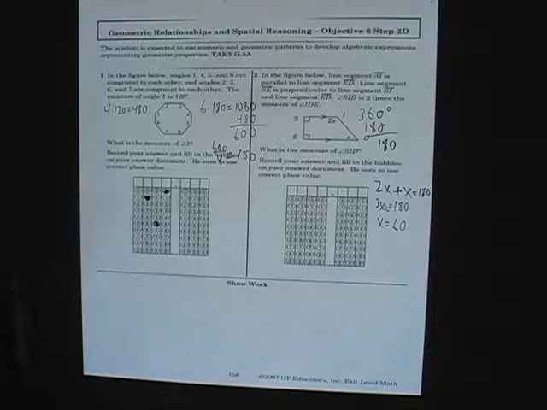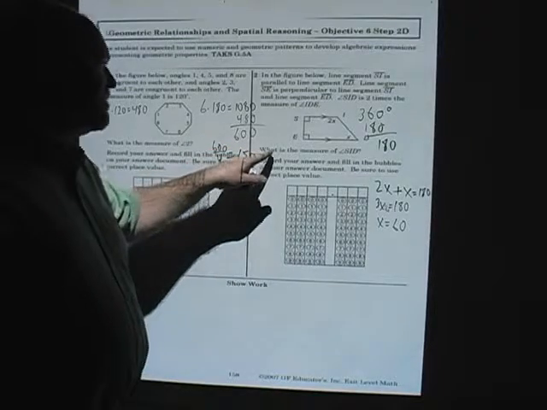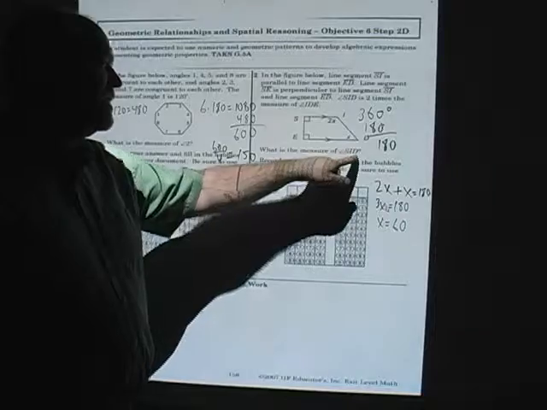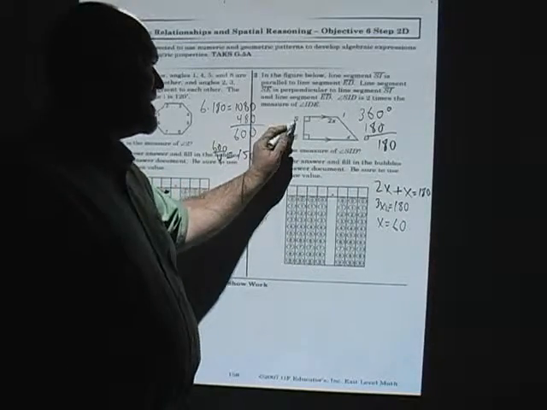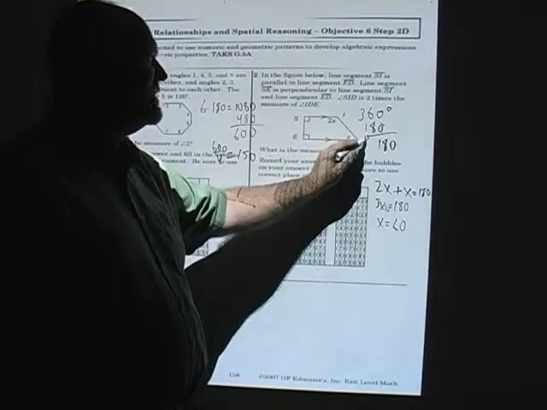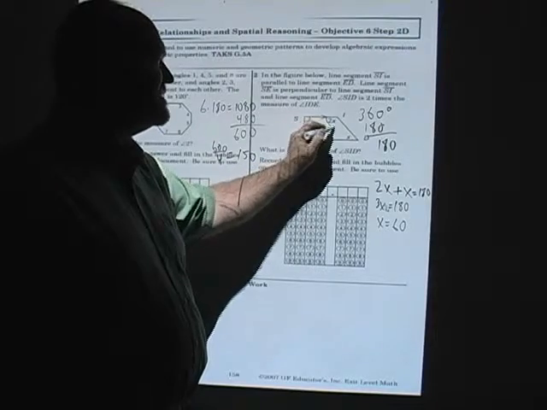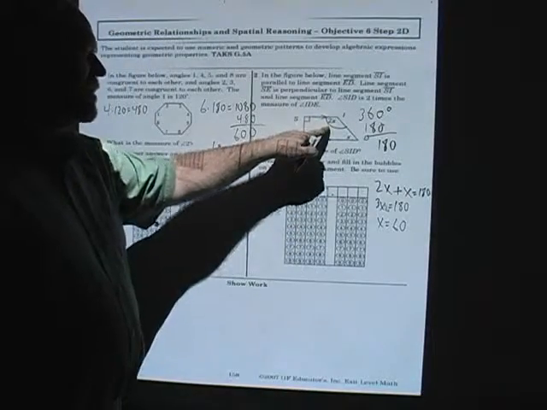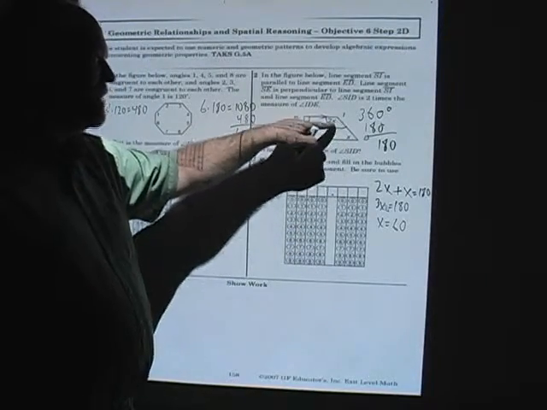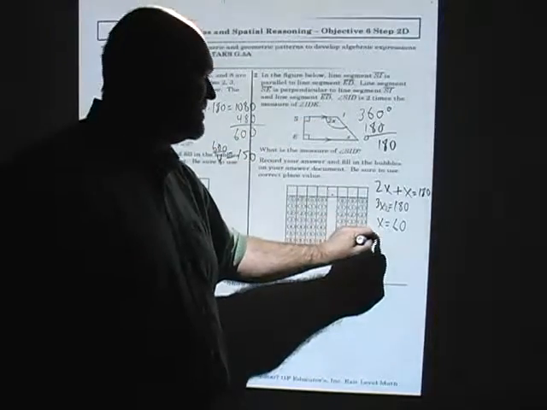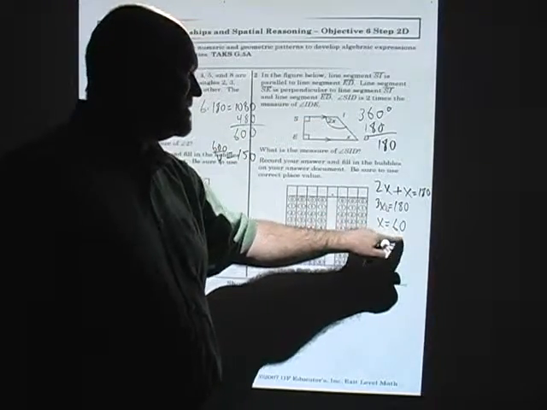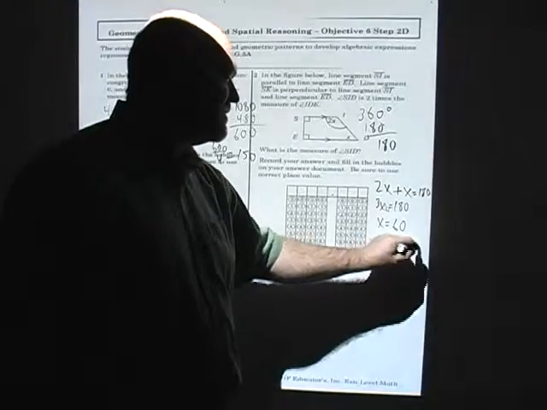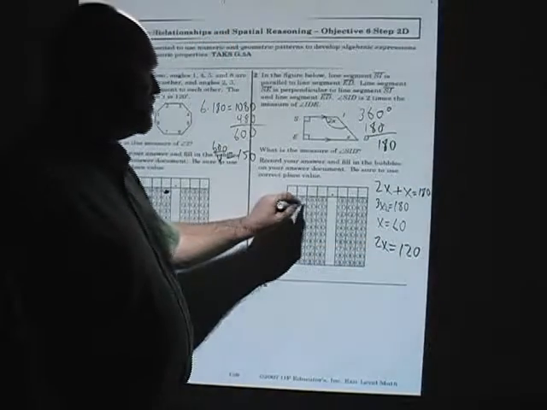Is that the answer? Let's go back and read the question. What is the measure of that angle? Here it is. So we're talking about this angle. We're not talking about x, we're talking about 2x. So if x is 60, then 2x is 2 times 60, which is 120.